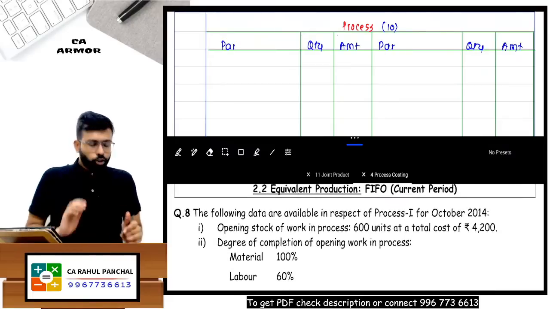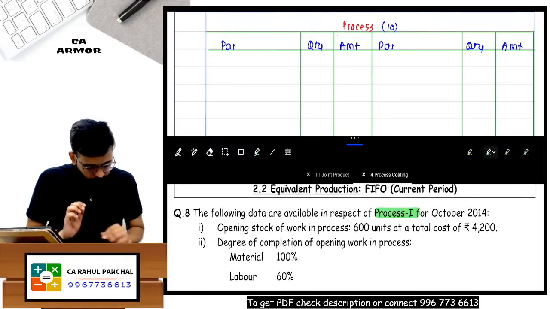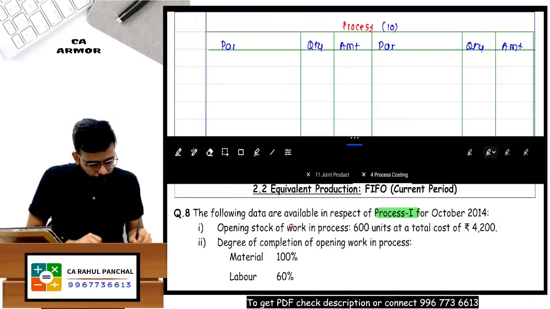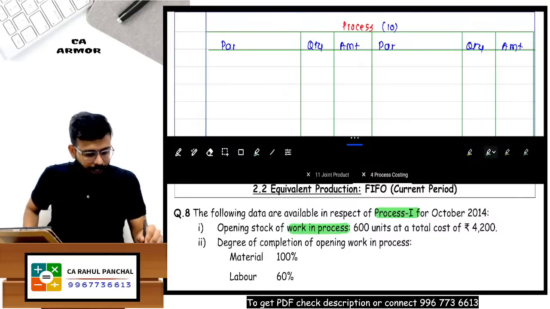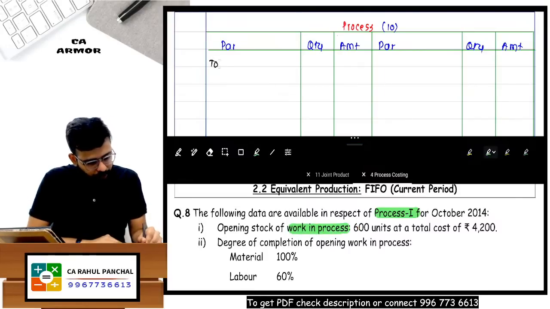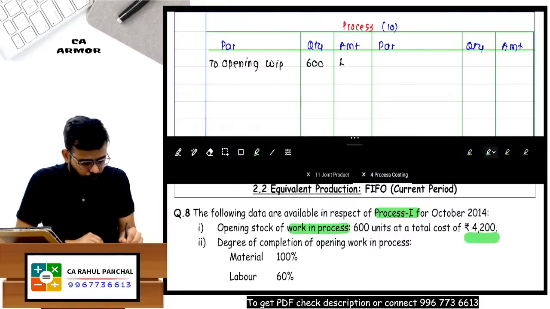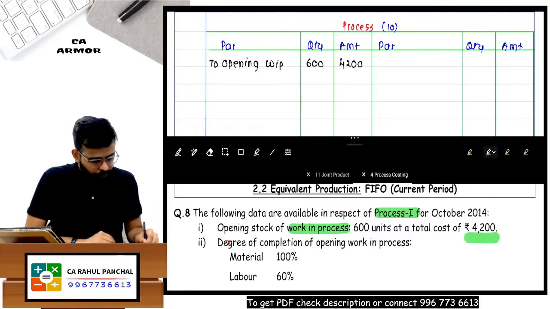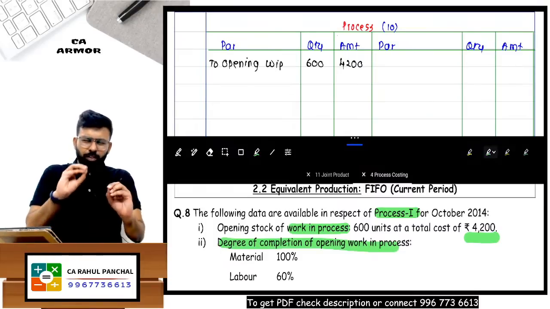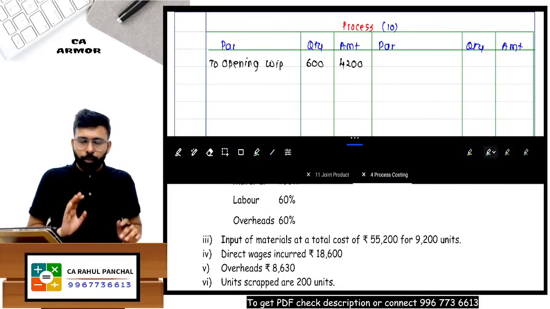Now, there is process 1. I have written process 1. There is an opening stock, WIP type question. Equivalent output will be there. So first I am going to write down opening WIP. Be very fast, you have to write with me. There are 600 units, the cost of which is 4,200. The degree of completion is given, which will be helpful later on. As of now, it is not important.